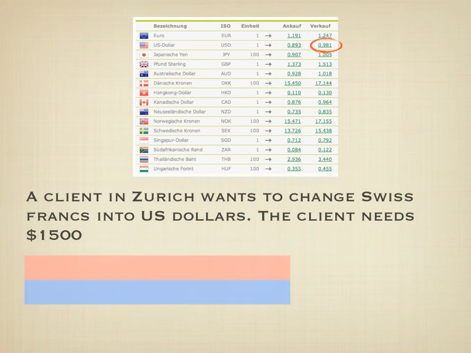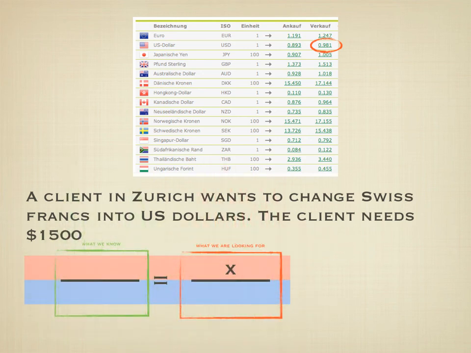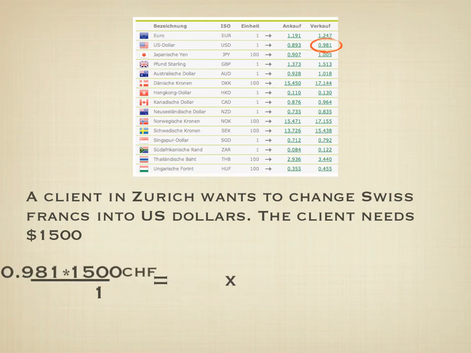Once again, we set up an equation. What we know, what we're looking for, and the x as the numerator on the right-hand side. We know that $1 costs 0.981 francs. We want to find out how many francs we have to pay for $1,500. We solve the equation for x as usual and get our result. 1,471 francs 50. So that is what we have to pay for the purchase of $1,500.